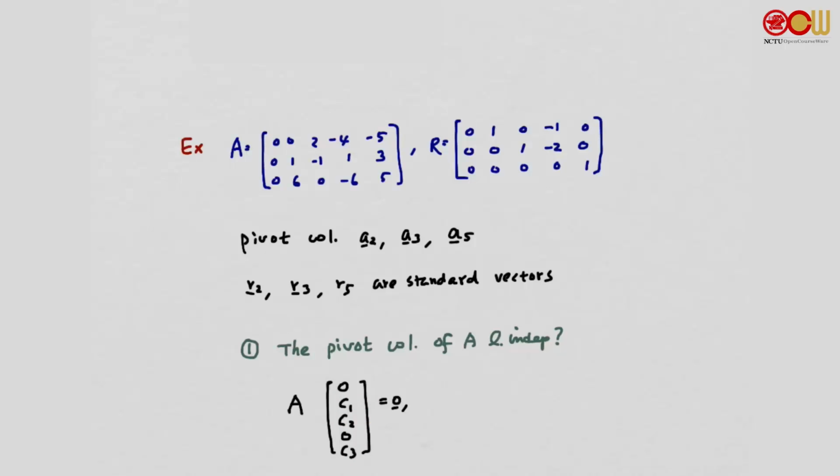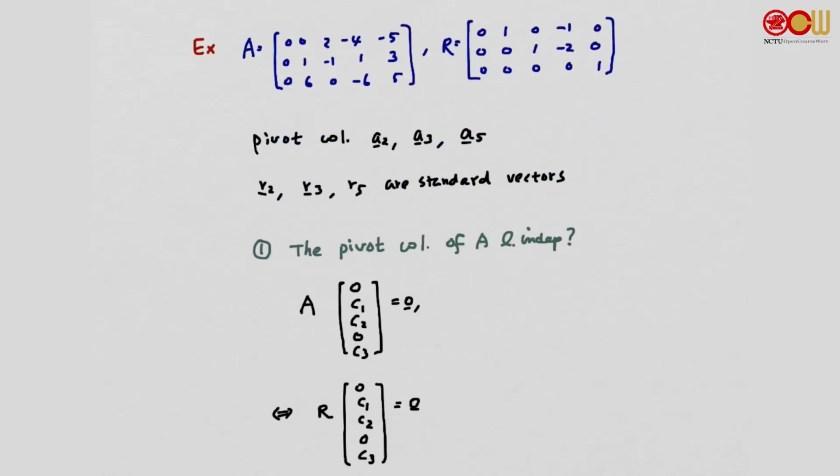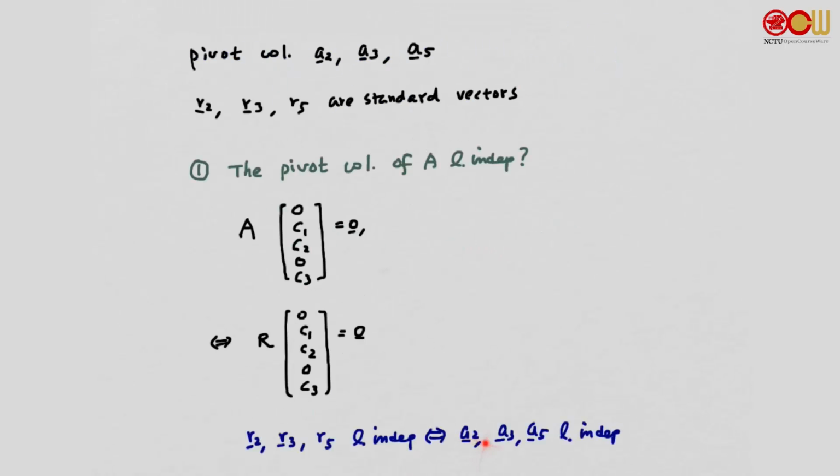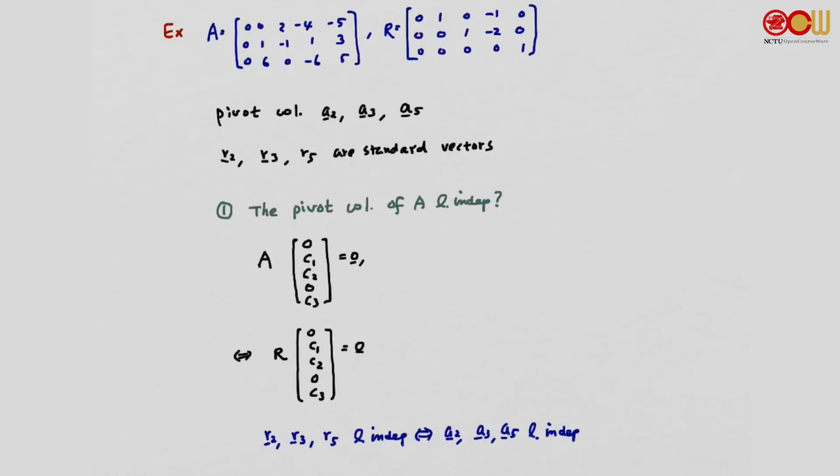By setting the other entries to 0, we will be looking at the linear dependency of columns 2, 3, and 5. This is true if and only if R times the vector is equal to the zero vector. So we can see that A2, A3, and A5 are linearly independent if and only if R2, R3, and R5 are linearly independent. So the question is, are R2, R3, and R5 linearly independent? Indeed, because they are standard vectors. So this is always true. The pivot columns of A are linearly independent.